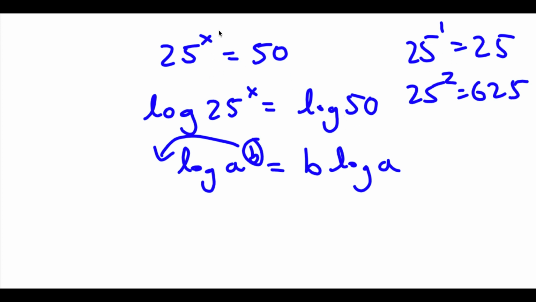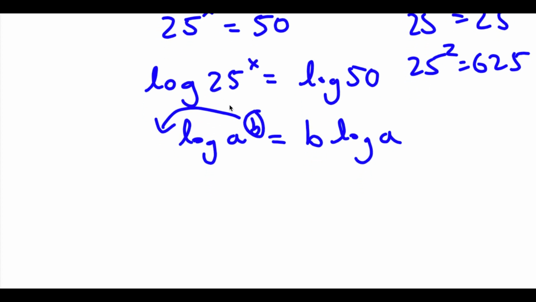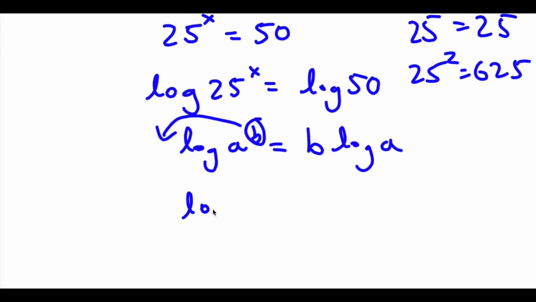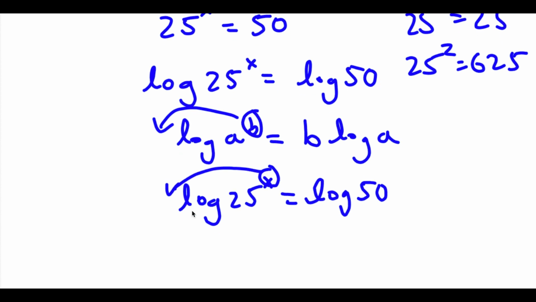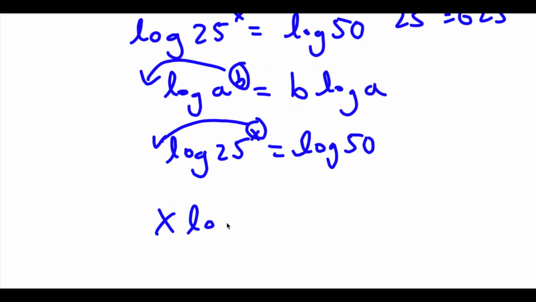So at its current state, it's really hard to solve for the value of x as an exponent. But now, by using this property, we're going to turn x into a real term, and now it's pretty simple to solve for x. So I have log 25 to the power of x is equal to log 50. Now I can move my exponent x to the front of the logarithm. So now I have x times log 25 is equal to log 50.